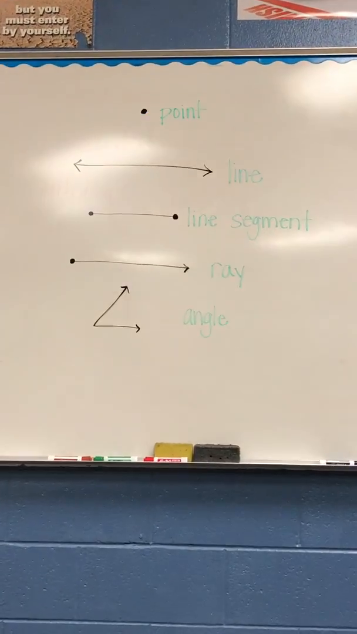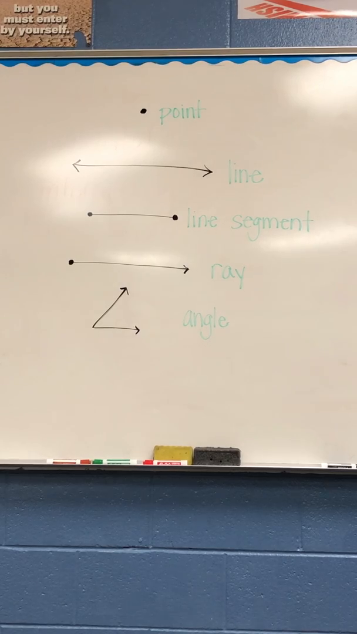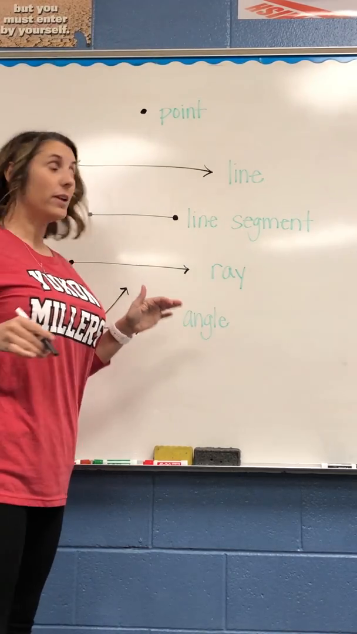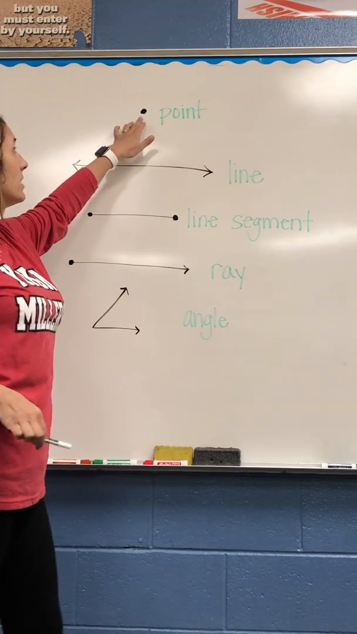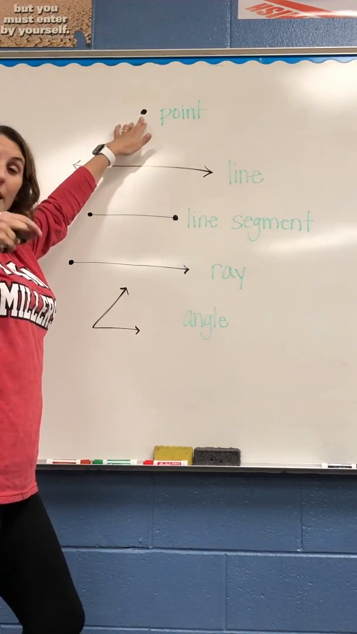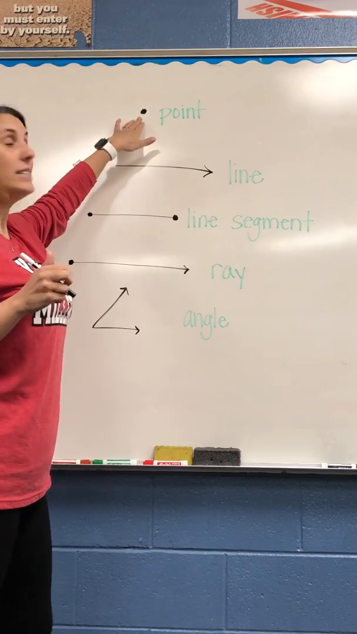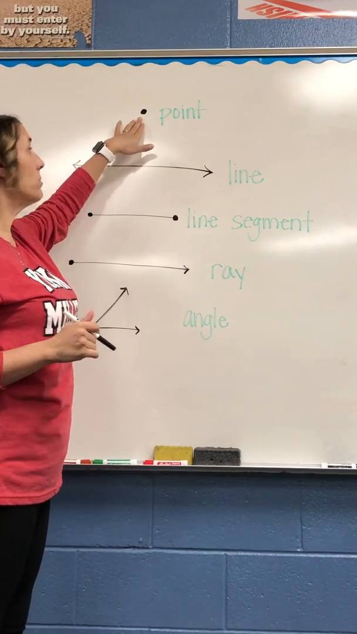Hello, so we get to start on some geometry today. So this is your basic geometry vocabulary. All right, a point is just an exact location in time. It looks like a dot here, but it has a very special name called a point.